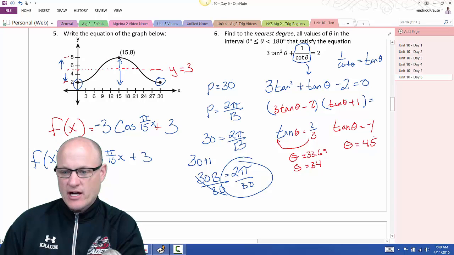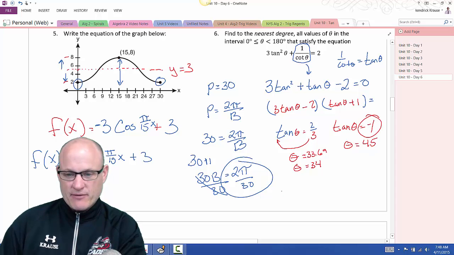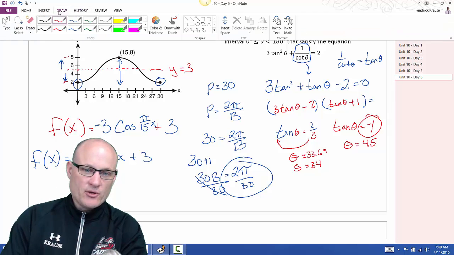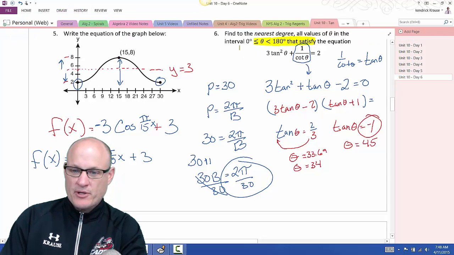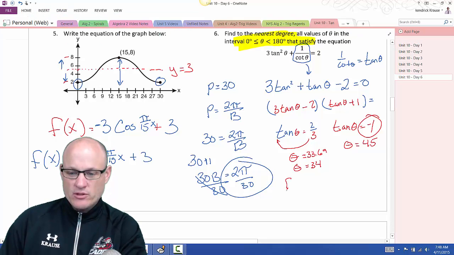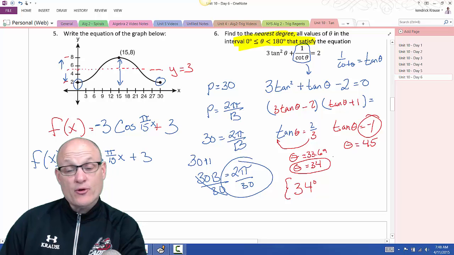That's 45 degrees. Now, since it's negative, I'm not keeping that 45. Oh, wait a second. Hey, let's talk a few things. Also, it says I'm only picking them between 0 and 180, so I got to be real careful with that. So I will keep the 34, but the only other place that tangent is positive is in the third quadrant, and that's bigger than 180, so I'm not going to do that.